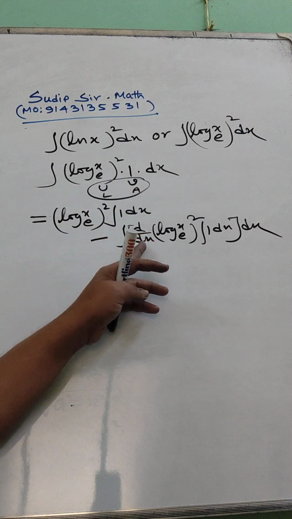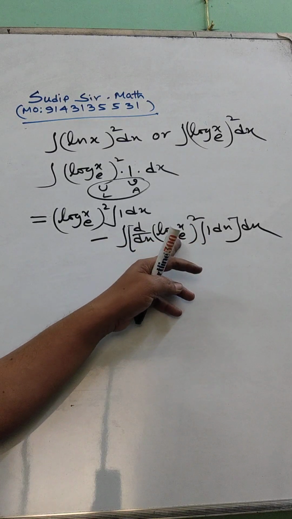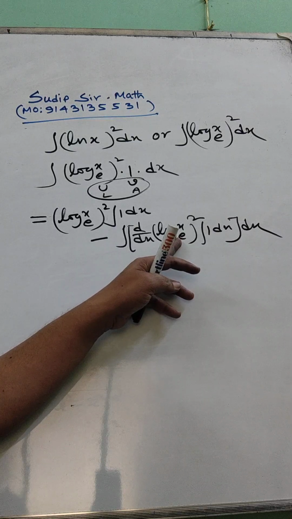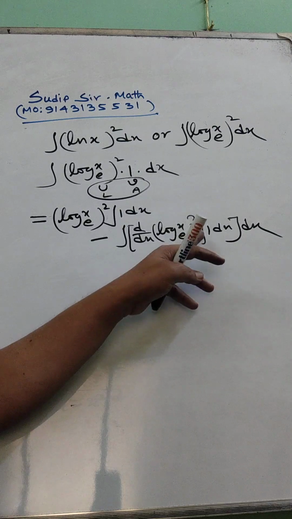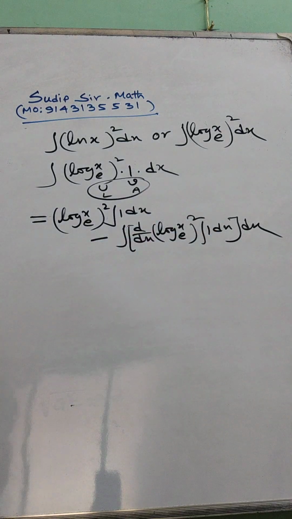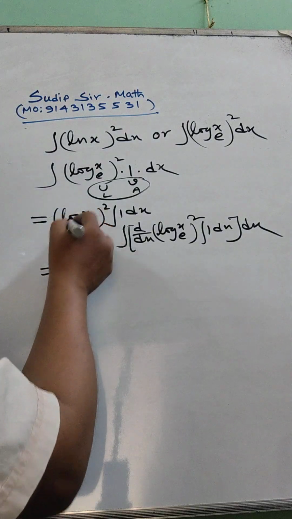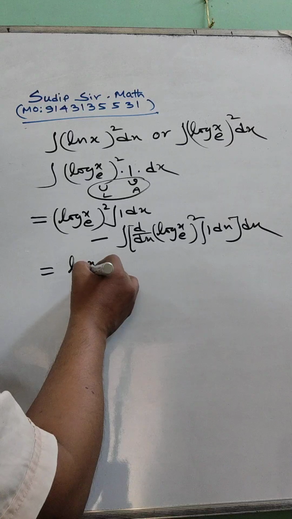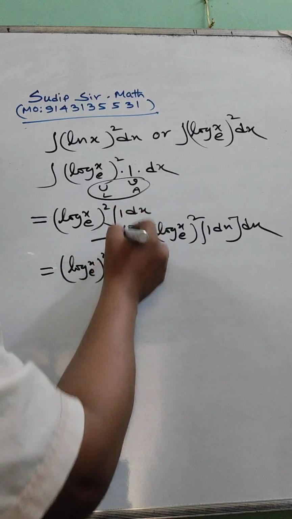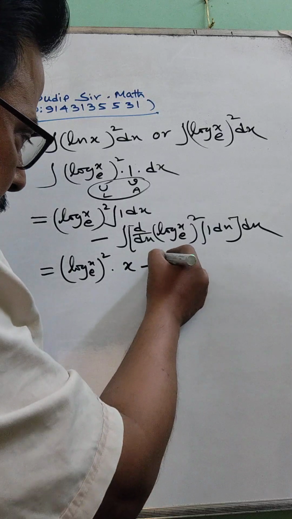Integration of v dx minus integration of d/dx of (log x)² into integration of 1 dx, whole dx. Now this will be the same as (log x)² into x, since integration of dx is x, minus integration.